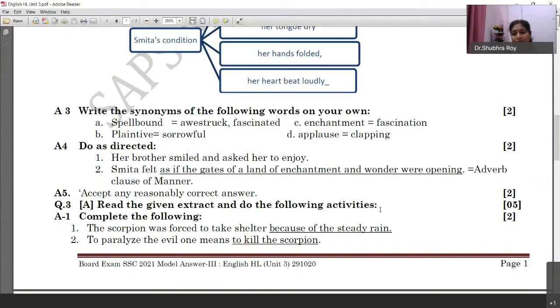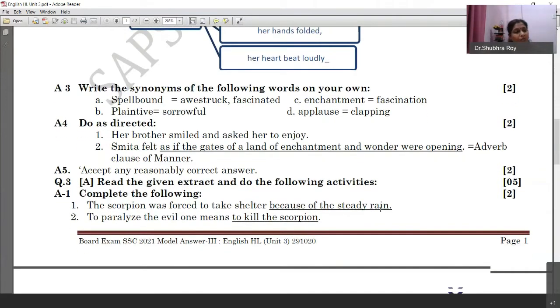Again, complete the following is the question, so you have to write it in a complete sentence. You are not just going to find the answers and write them directly. You're going to write the complete sentence. The scorpion was forced to take shelter because of the steady rain. Underline. To paralyze the evil one means to kill the scorpion. Underline. So you had only 2 marks here. Now let's go to the next question.